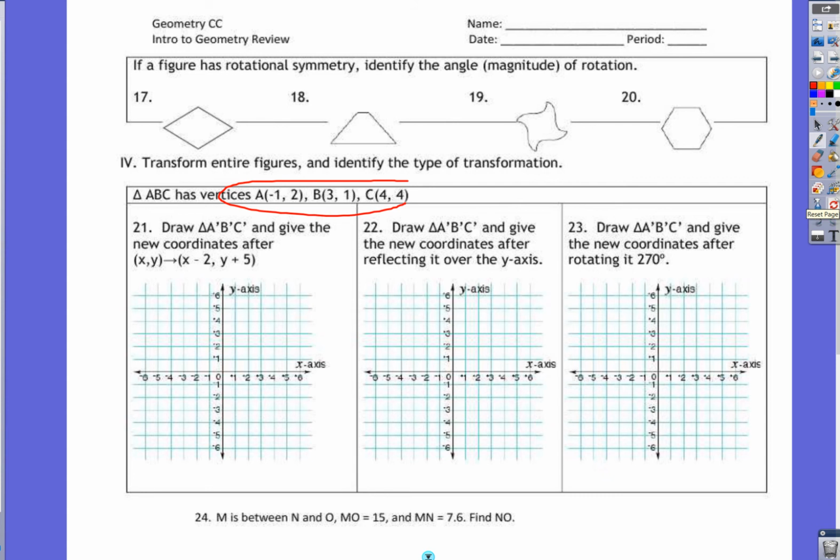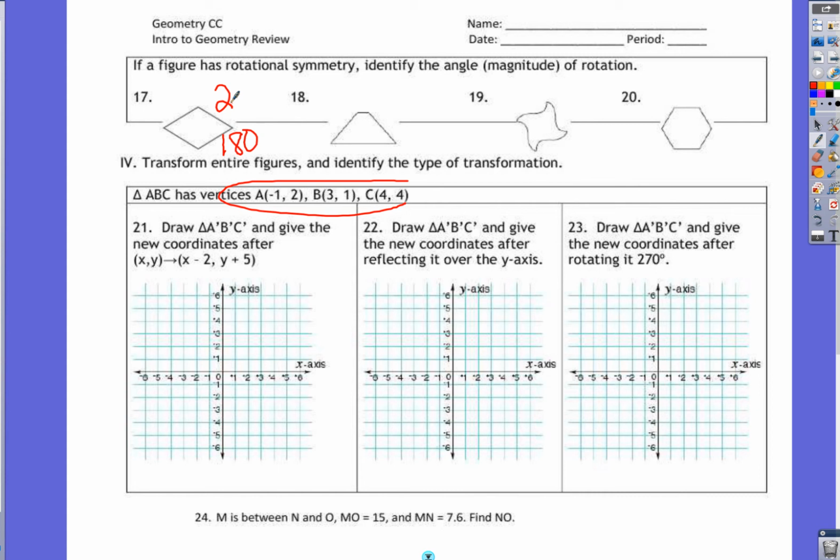Rotational symmetry. You have that on your test tomorrow. Okay. Yes? Yeah, go ahead, tell me. That would be what? Okay. That is my angle, yeah, that would be 180, because it has an order of 2.